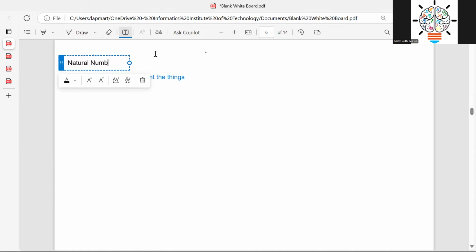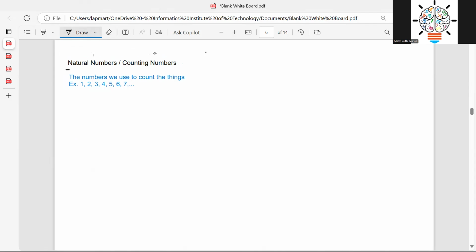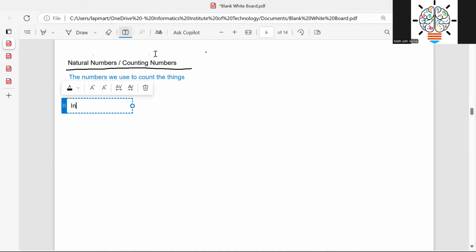Natural numbers, or sometimes we call them counting numbers, right? Then you can underline it. So, natural numbers or counting numbers. Then the next one we do have is the integers.